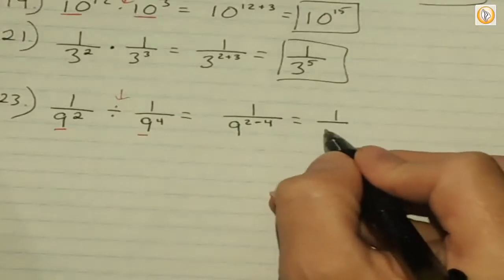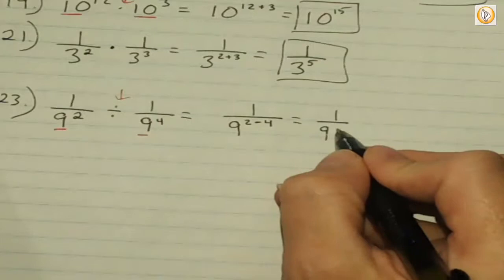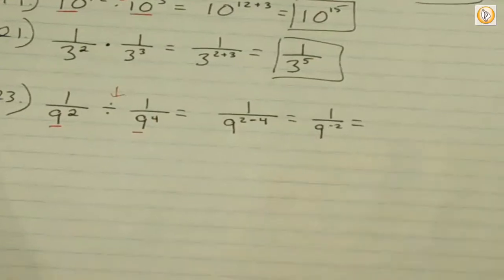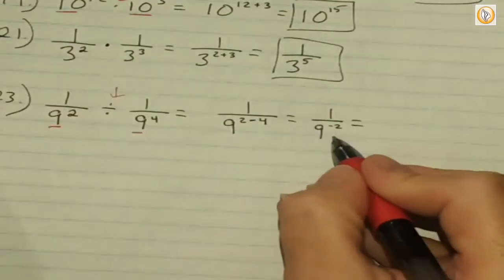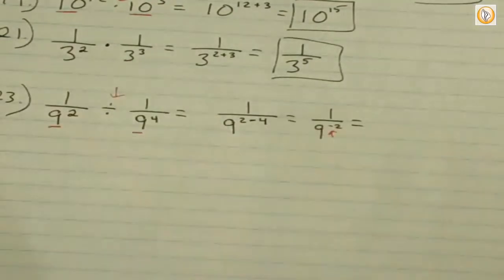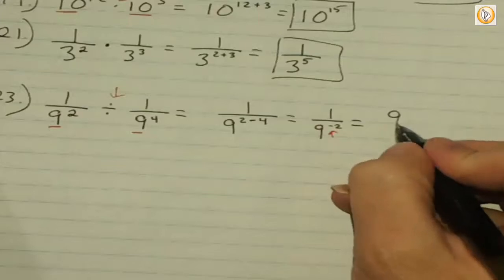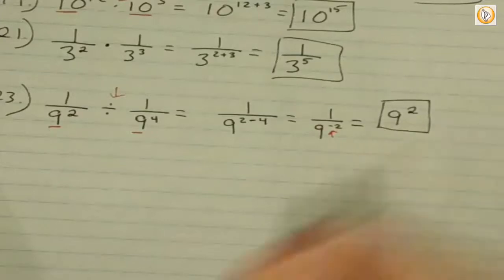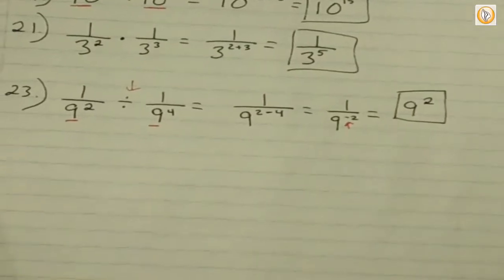So 1 over 9 to the power of -2. Oh no, can I have a negative? So how do I fix that? Put it back on top and it becomes positive. Very good. Any questions?